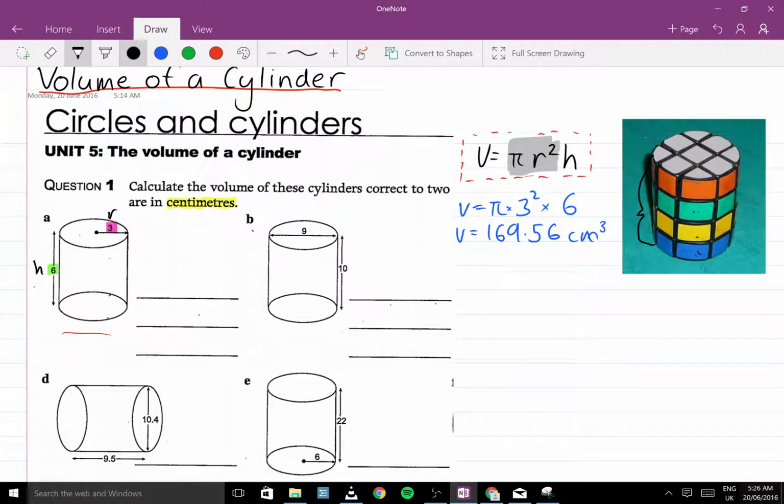That's why we times it by the height. Each layer is an area by 1, and then how many layers you've got, 1, 2, 3, 4, times it by that, and you get the volume. If you don't get the intuition for it, that is more than fine. The key thing is using this formula accurately. V equals pi times the radius, the number on top of the circle, times the radius again because it's squared, times the height. If you do that accurately, you can't go too far wrong.